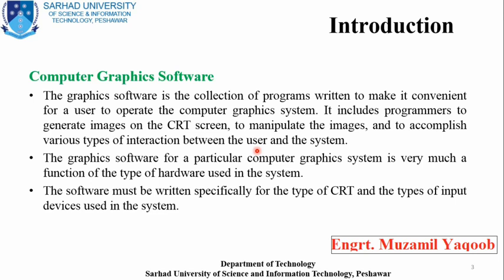The user can work on different CAD platforms as well, which are run by the system, meaning the computer system. The second point is that the graphic software for a particular computer graphic system is very much a function of the type of hardware used in the system, as we discussed in our previous video lecture. The third point is that the software must be written specifically for the type of cathode ray tube and the type of input devices used in that particular system. It must identify and satisfy the needs of the project on which the user is working.